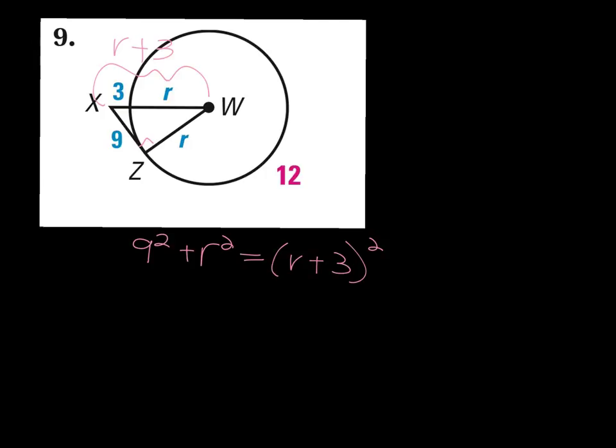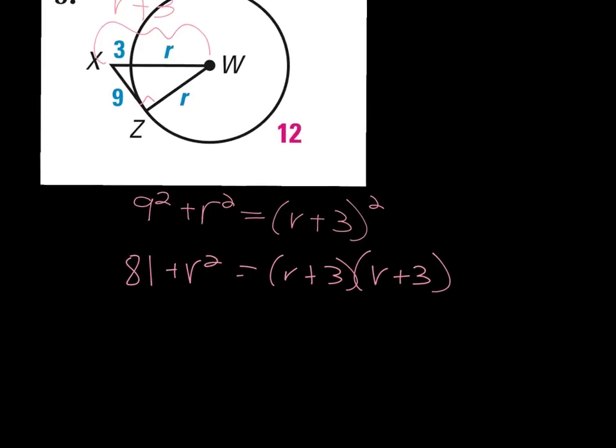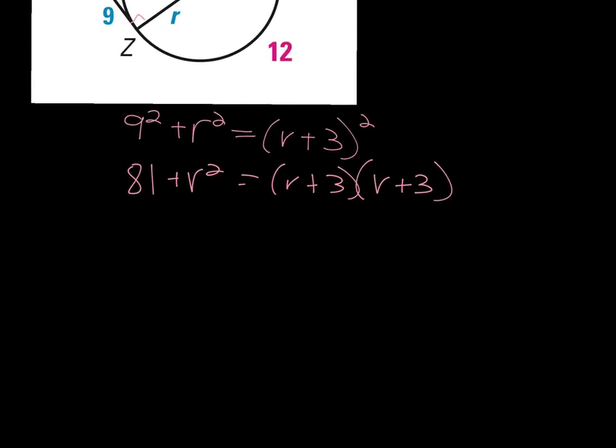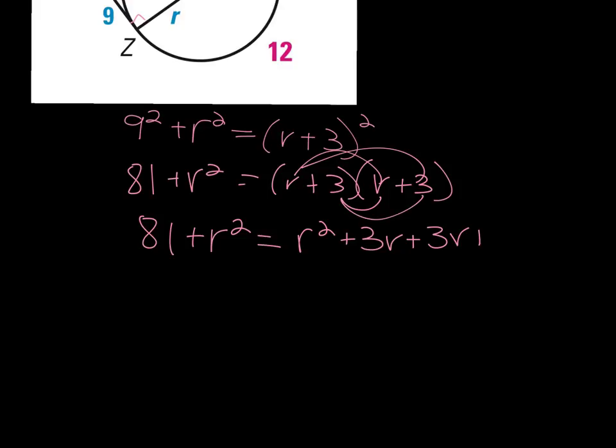So I have to expand and FOIL that. That is not r squared plus 9. It's not the way it works. It is r plus 3 times r plus 3. This is 81 plus r squared. So 81 plus r squared would equal r squared plus 3r plus 3r plus 9. 81 plus r squared equals r squared plus 6r plus 9.